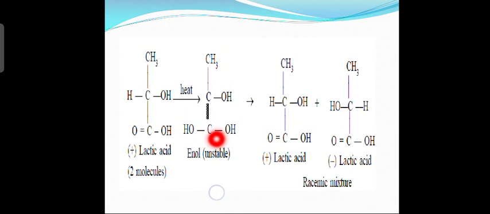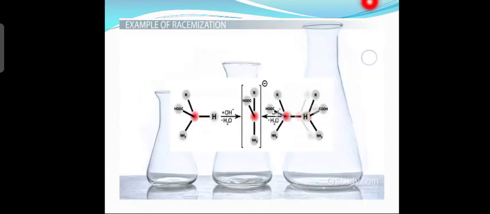So this is always unstable, and therefore an unstable compound always tries to become stable, okay. So this will split up, two molecules of enol split up to form two molecules of lactic acid, okay. One is plus lactic acid, the other one is minus lactic acid. Plus lactic acid has H on the left, OH on the right, okay. Whereas in minus lactic acid, OH is on the left, H on the right, the rest remains the same, alright. So next slide. The picture of racemization is given, this is not required, okay.